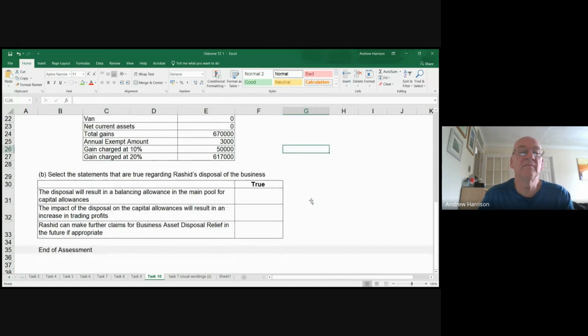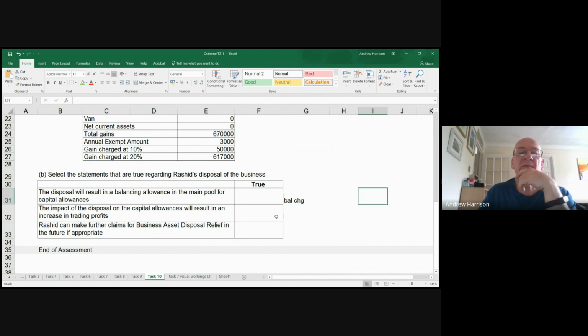So we've got only 3 potential tick box answers here, which are true. So it's not true and false, it's just tick the 1 or 2 or 3 that are true. A little bit of knowledge. Again, nothing to help you at all on these 3 in the reference material. So what's going to happen? The disposal balancing allowance in the main pool, no, because it's a balancing charge. It would be a balancing allowance if the capital allowance hadn't been claimed. However, that's then set off, of course, against the proceeds.